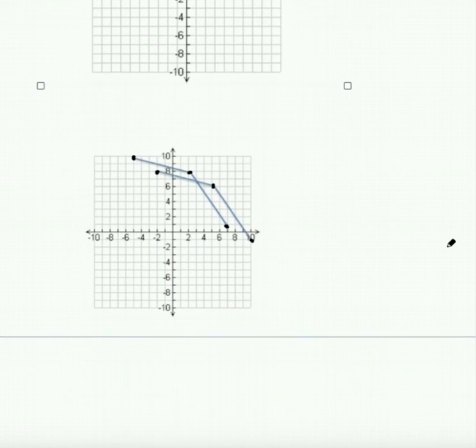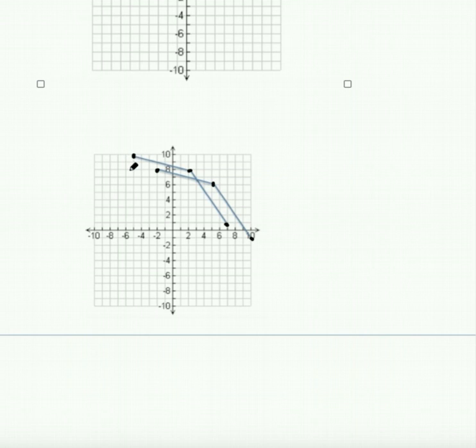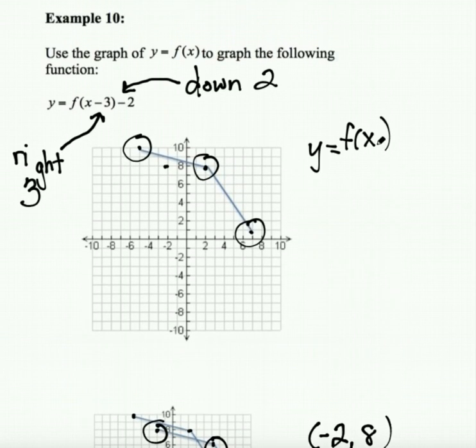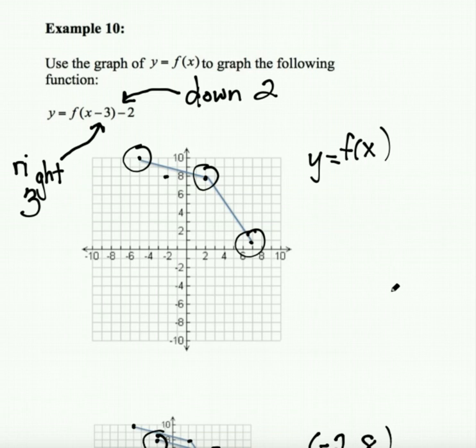Down here, I took each point and moved it down 2 and to the right 3. Your final points of your new graph should be the ordered pair negative 2, 8, that's this one right here. Then we should have the ordered pair 5, 6, which is that one right there, and the last one should be 10, negative 1. That is the graph translated 3 units to the right and 2 units down.